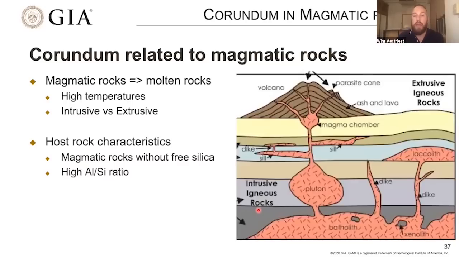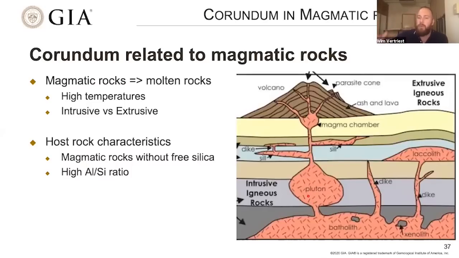That is corundum related to magmatic rocks. So just a reminder, magmatic rocks, they come from molten rocks crystallizing. So you already have the intuitive feeling that we're dealing with very high temperature material here. And I want to point out that on the sketch on the right, you see a lot of different names and a lot of different forms of magmatic rocks.